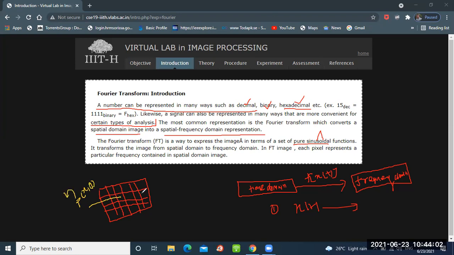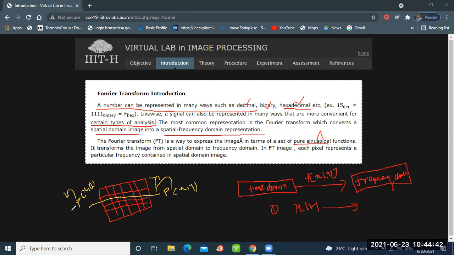But what happens in the frequency domain? Now each pixel in the frequency domain represents a particular frequency contained in the spatial domain. I can say this coordinate x and y will represent a particular frequency. So that's the reason we say whenever we convert from one domain to another domain, the size of the image will be unaffected. The size of the image is not going to change. It will remain the same.